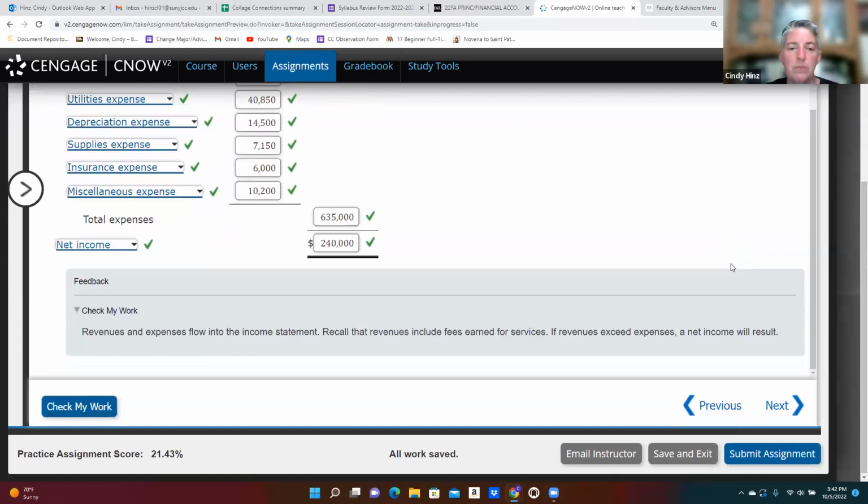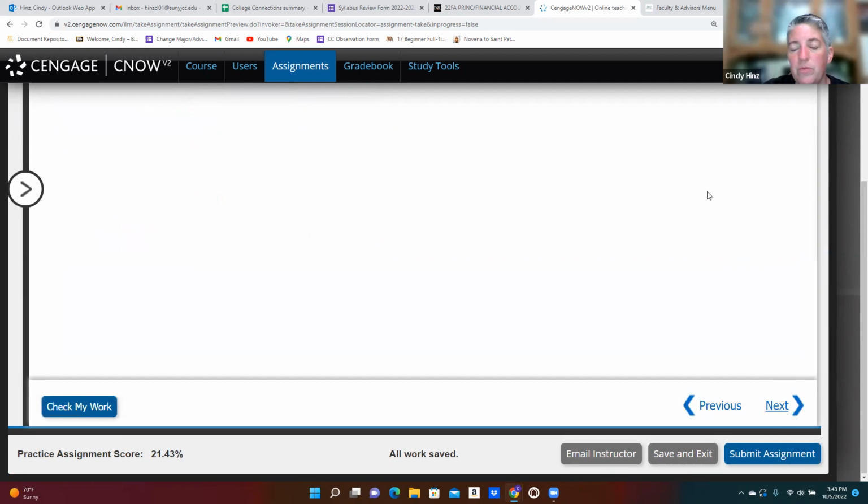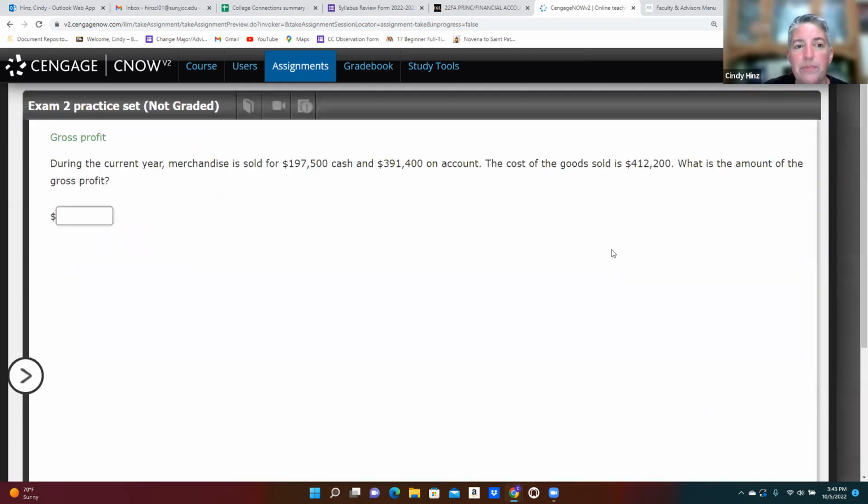Okay, so that's the end of chapter 4. The focus in chapter 4 was on the idea of the classified balance sheet. We also looked at using financial statements to make decisions about a company. We talked about working capital and current ratio, two measures that we covered in that chapter. And then we moved on to chapter 5, which was on the merchandising operations, accounting for companies that are selling product, but not product that they make themselves.